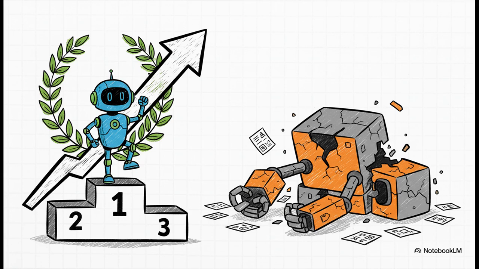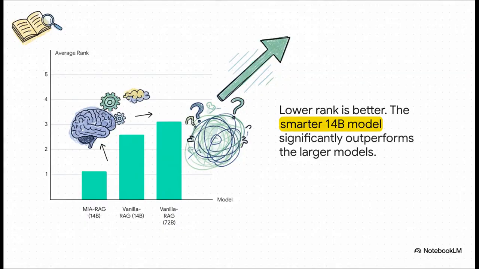And the results were a huge upset. In a finding that could really change how we think about AI development, the smaller, smarter model didn't just compete. It completely dominated. All right, let's look at the actual data, because this is pretty amazing. This chart here shows the average rank of different models across a bunch of long document tests. And remember, a lower score is better.